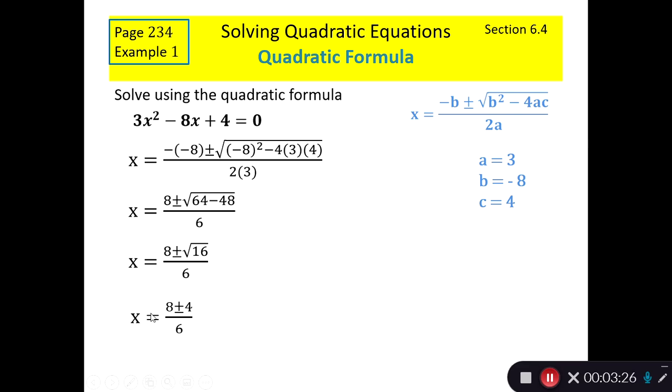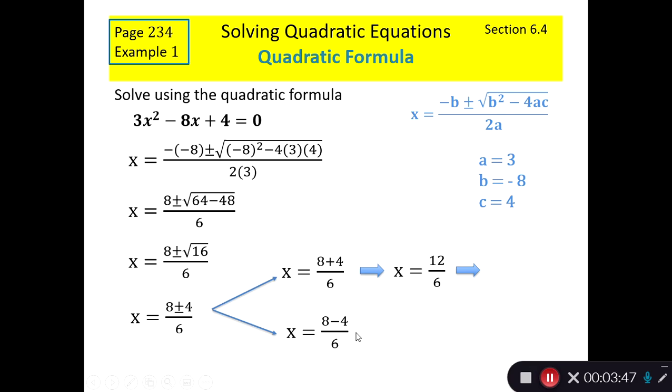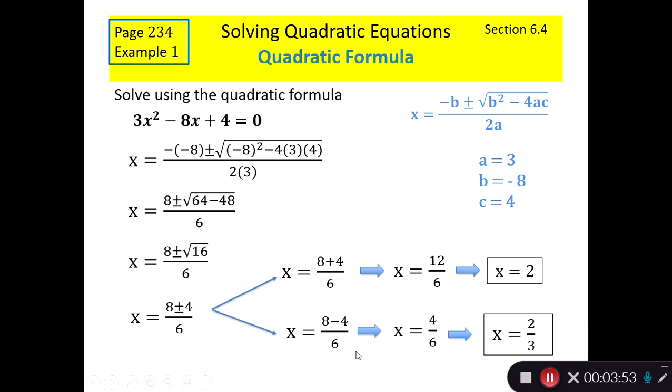Now, we want to solve for x still, so is it 8 plus 4, or 8 minus 4? Let's do both. 8 plus 4 over 6, and this is 8 minus 4 over 6. So this is 12 over 6, which is 2. 8 minus 4 is 4 over 6, which is 2/3. And that's your answer.